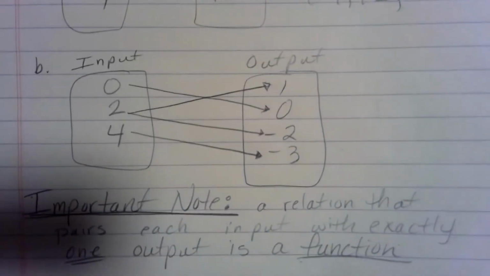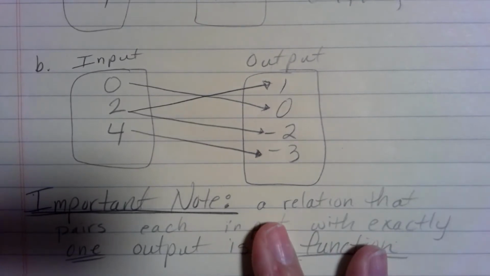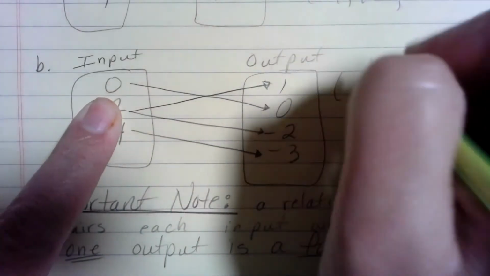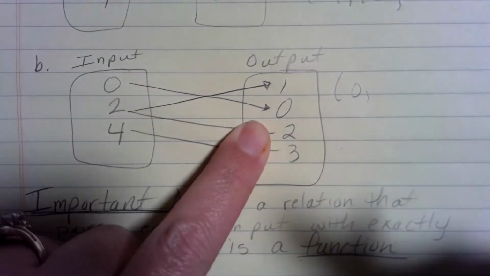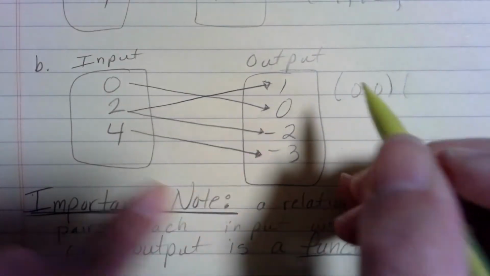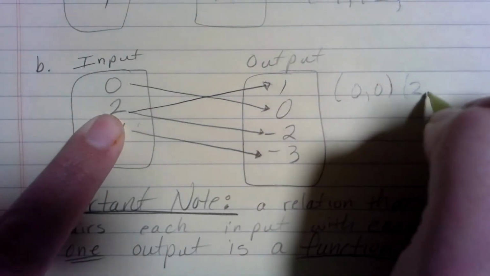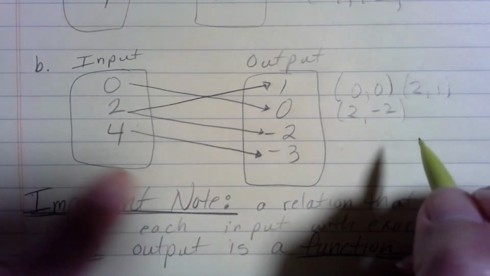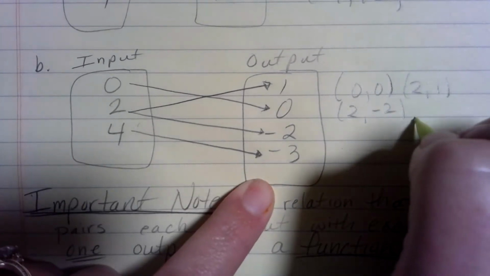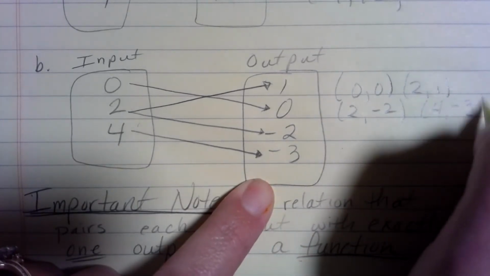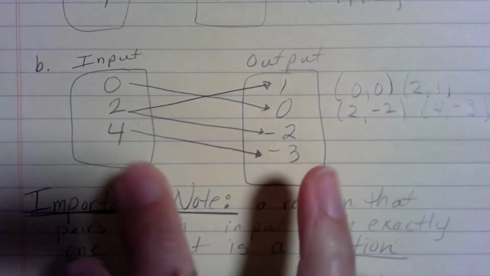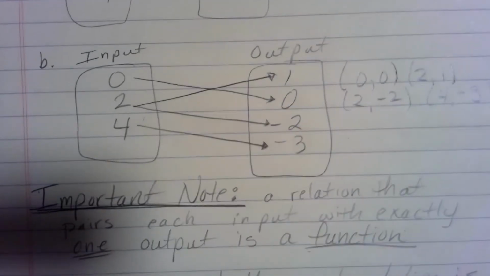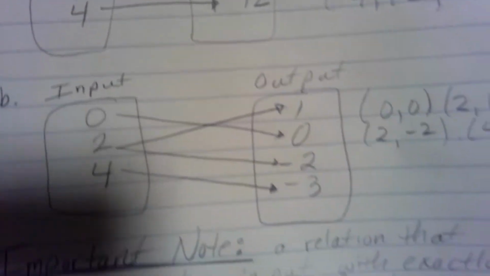Now, if we have something that looks like this, it may seem a little wonky, but we're still able to match input to output and write the ordered pair. So 0, if we follow this, goes with 0. Then 2 goes with 1. 2 also goes with -2. And then 4 went with -3. So we have listed the ordered pairs given the mapping diagram, I think that's what they call it, for the input-output.